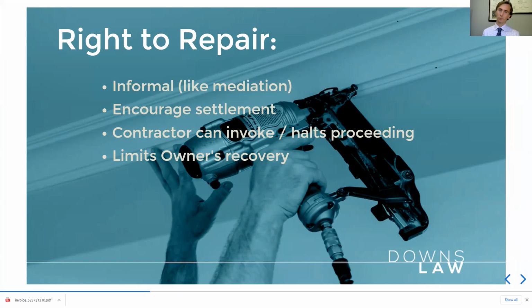So here are some things to note about the Right to Repair Act. It is an informal process, meaning that there's no other people involved in the process, just you and the owner trying to work things out. And that's the most cost-effective way for you as a contractor to do it, and it's the easiest way. That's one of the reasons the law was passed: let's encourage parties to resolve these things themselves. It's designed to encourage settlement. It provides a framework for doing so.